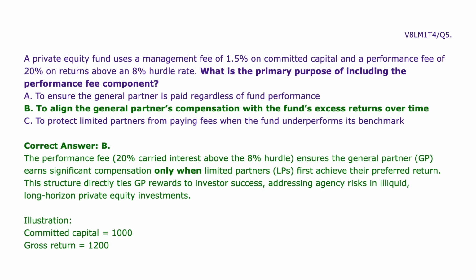Alternative investments use more complex and richer compensation structures to better align manager and investor incentives over longer periods. The performance fee, the 20% on returns above an 8% hurdle, is an incentive-based fee paid only on excess returns. This means the general partner gets paid extra only when the fund does well above the minimum return promised to limited partners. B is correct.